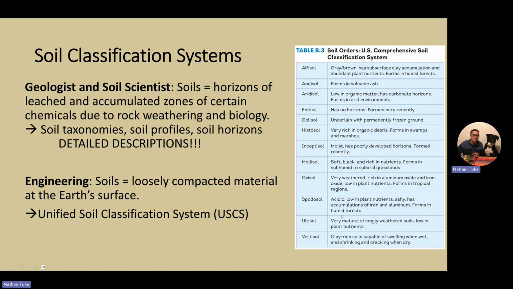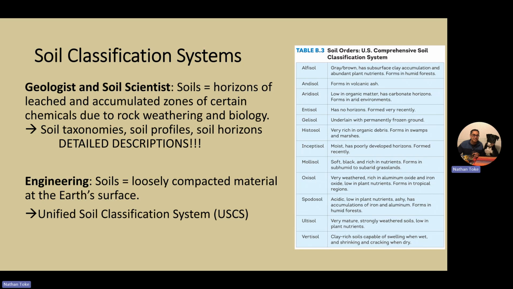Okay, so soils are classified in several different ways. Soils are classified by geologists and soil scientists in terms of how I've been talking about them: horizons of leached and accumulated zones of certain chemicals due to rock weathering and biological processes. And this has a whole classification called soil taxonomies, as we see over to the right. So there's 12 soil orders in the US's comprehensive soil classification system: alfisols, andisols, aridisols, entisols, gelisols, histosols, inceptisols, mollisols, oxisols, spodosols, ultisols, and vertisols.